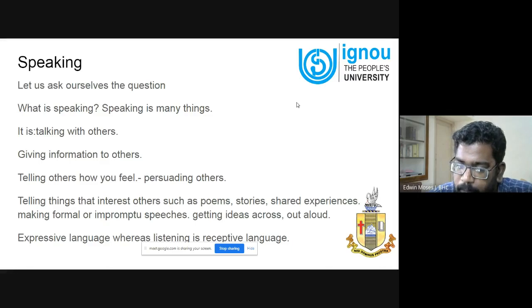So in order to improve your language, you have to do certain things. Reading is primary. I told you, listening, speaking, reading, and writing. And immerse yourself, indulge in reading as much as possible. Make reading part of your everyday activity, right? I'll talk about that in the reading section. Speaking is expressive language, whereas listening is receptive language. And we have to be good listeners. If you want to write well, if you want to speak well, you have to listen well. You have to listen to what the other person says, right?